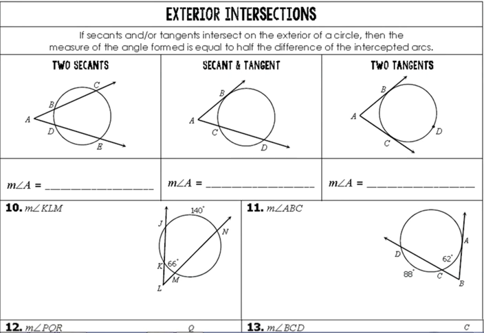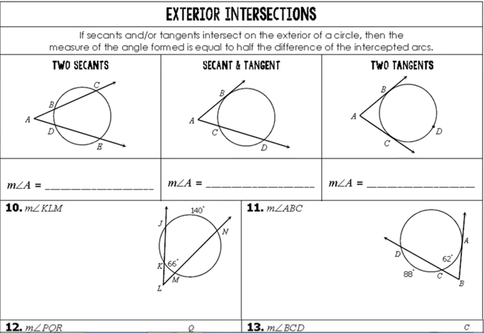Exterior intersections. Notice all these angles are outside of the circle. Everything that we've dealt with so far has been inside the circle or on the circle. Now we're dealing with things that happen outside of the circle.